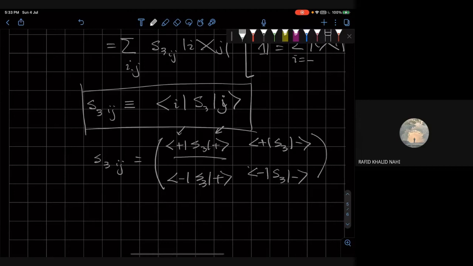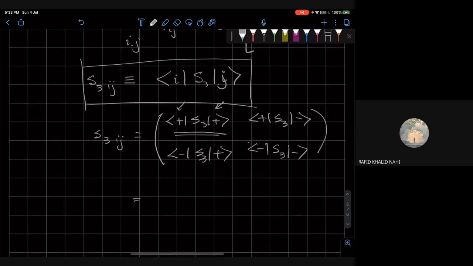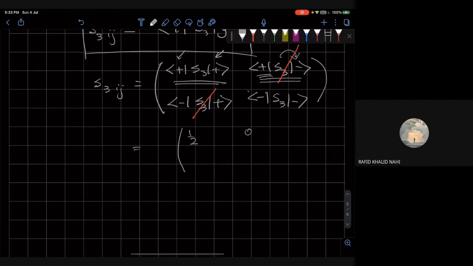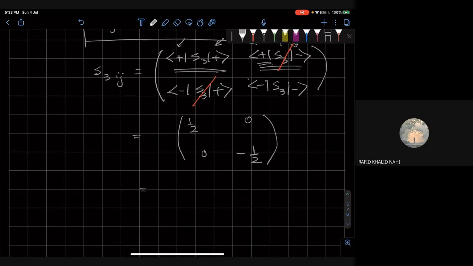So now we know what this is. This is just half. We also know S3 acting on minus gives me minus half times minus. But the minus state and the plus state are orthogonal, right? So this is going to be 0. Similarly, this is going to be 0. So what I'll have is half on this corner and minus half on this corner. So we can write this as the S3 matrix as half times the sigma 3 matrix, where sigma is the Pauli matrix.